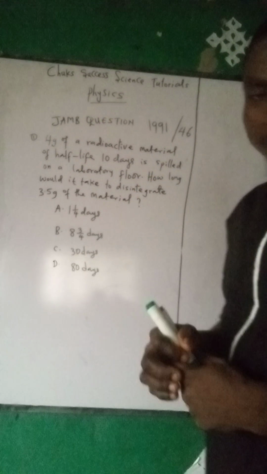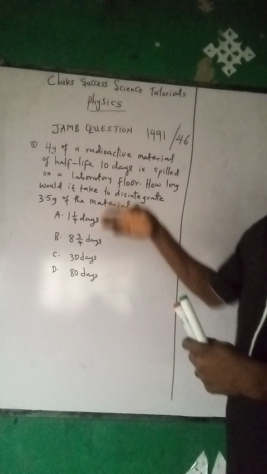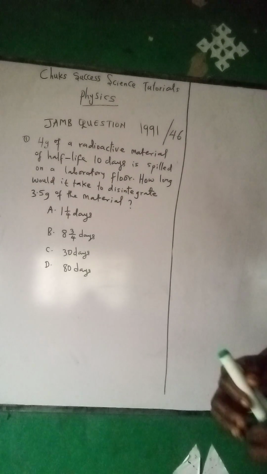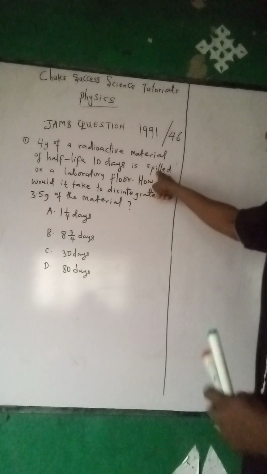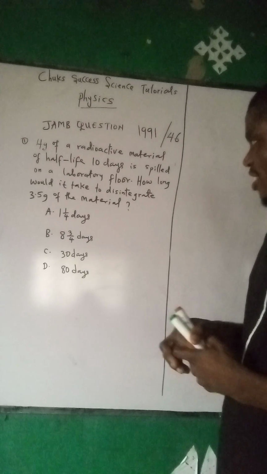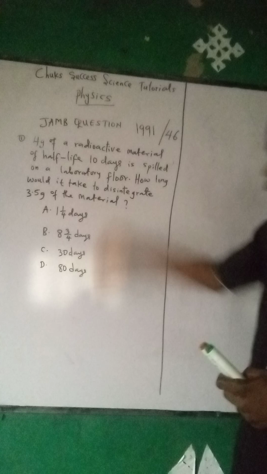1991, question number 46 on half-life. So I start. It says 4 grams of radioactive material of half-life 10 days is spilled on the laboratory floor. How long would it take to disintegrate 3.5 grams of the material? These are the options. Now I solve. Solution.